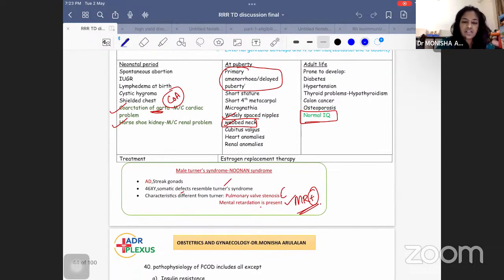The counterpart for Turner syndrome is called Noonan syndrome. That means it's called the male Turner syndrome. How is it different? Noonan syndrome is an autosomal dominant condition presenting with streak gonads. They present with pulmonary valve stenosis, whereas in Turner syndrome, you have a coarctation of aorta. The IQ level is normal in Turner syndrome, but in Noonan syndrome, there is mental retardation. Noonan syndrome can be asked, and you will be reading it in pediatrics as well. But remember, the male counterpart of Turner syndrome is called Noonan syndrome. So this you have to know.